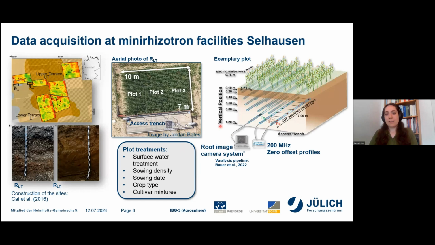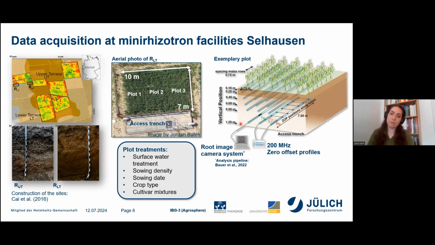Each plot is again constructed the same. We have horizontal rhizotubes, which are 7 meters long. They're located in 6 different depths with a horizontal spacing of 75 centimeters, and we have a set of 3 rhizotubes per depth. Our crops are always sown perpendicular to our rhizotubes, and they are transparent. And that allows us to take root images.